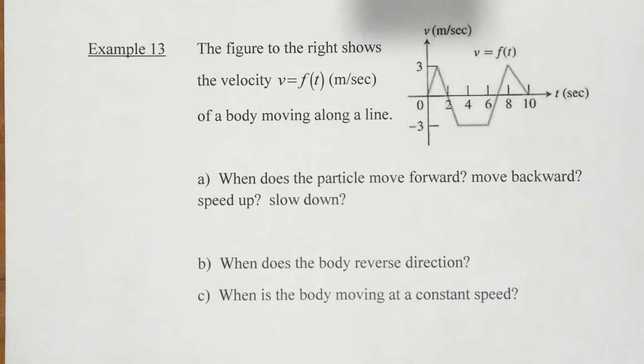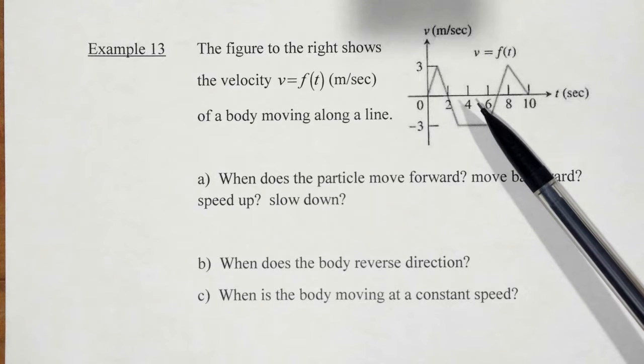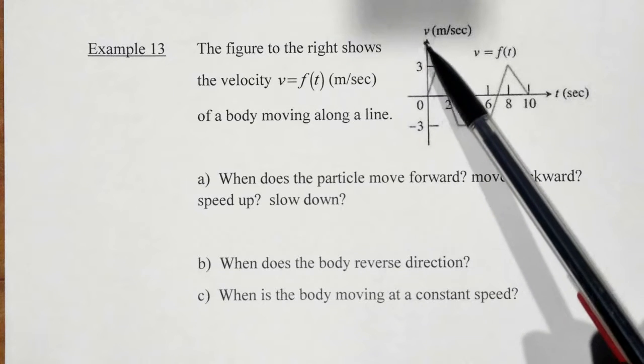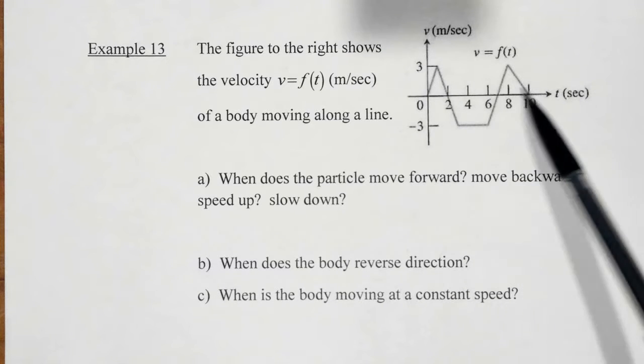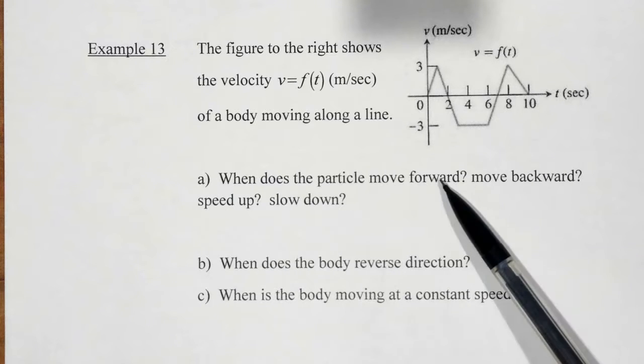For example 13, we see that we have the figure showing the velocity of a body moving along the line. So this is velocity as a function of time. We have our velocity, our v-axis, and we have our time axis. And the first question asks, when does the particle move forward?